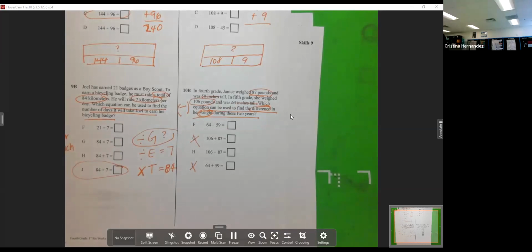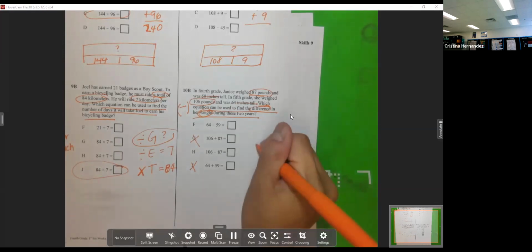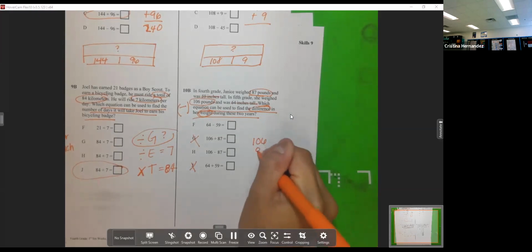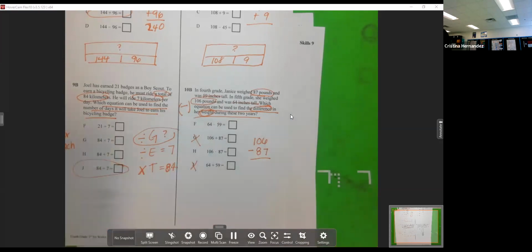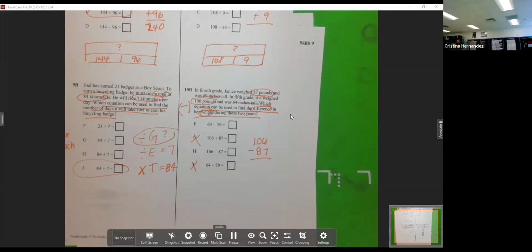You're looking for the 87 and the 106. Why would we need 59 inches tall? That's not going to help us. We're looking for the difference in weight. So what's our answer? It's H. It's clearly H.